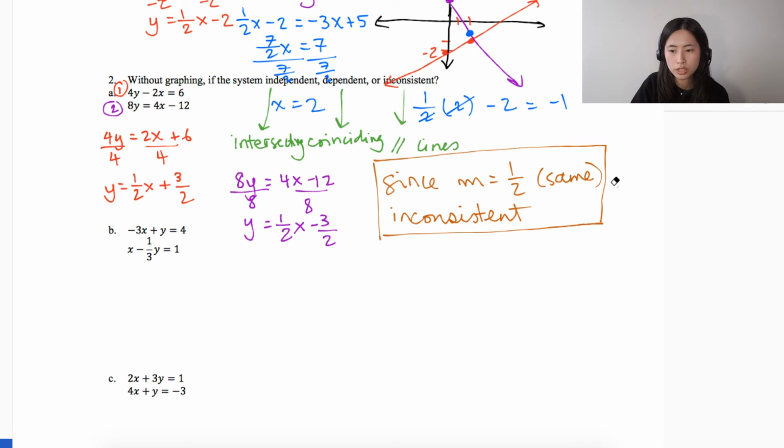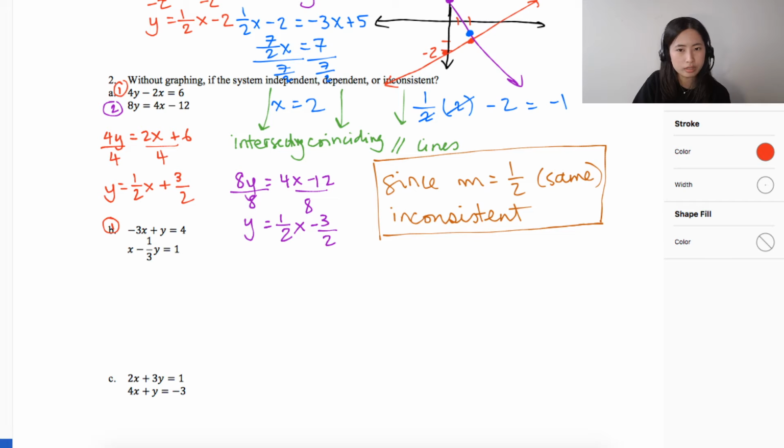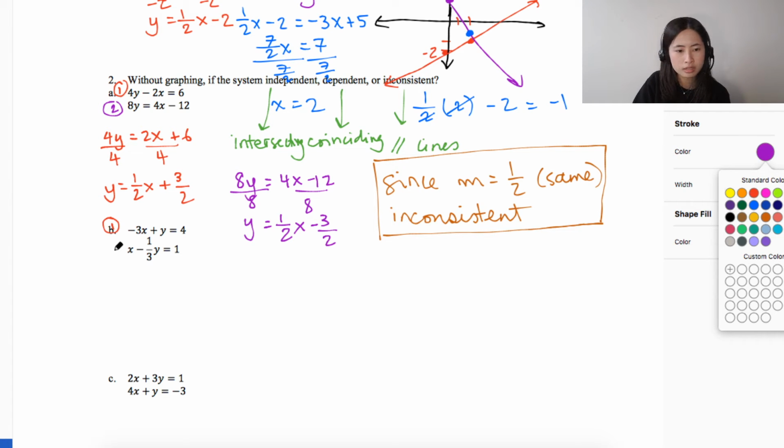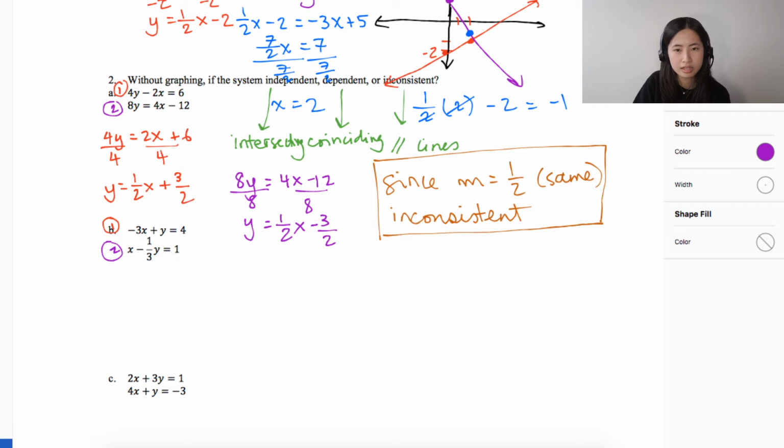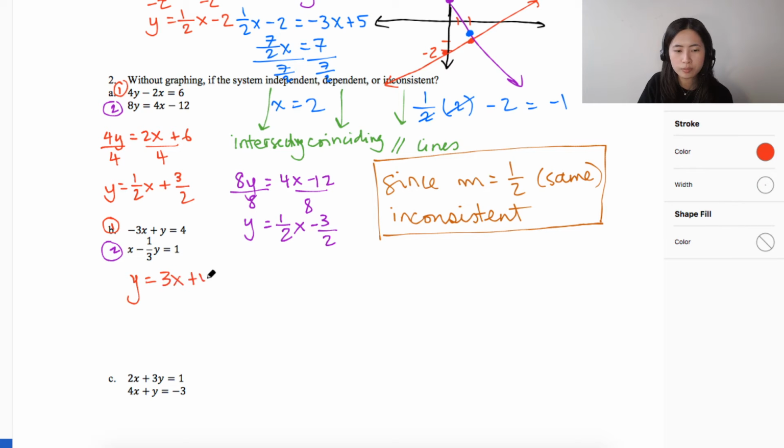So let's move on to part B. So we have negative 3x plus y, which is equal to 4, and you have x minus 1/3y is equal to 1. So again, we're going to solve for y. So the second equation is in purple. We have negative 3x plus y, which is equal to 4. So all we have to do is isolate y. So you would have y is equal to 3x plus 4. And this is pretty much done.